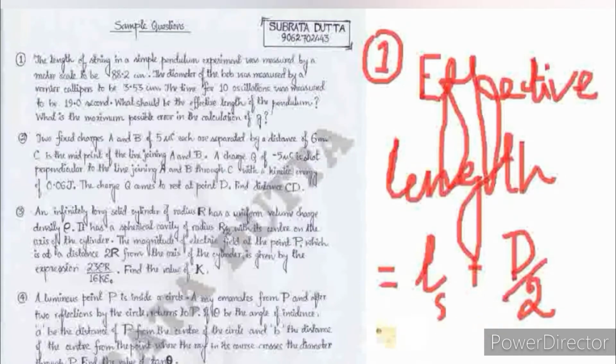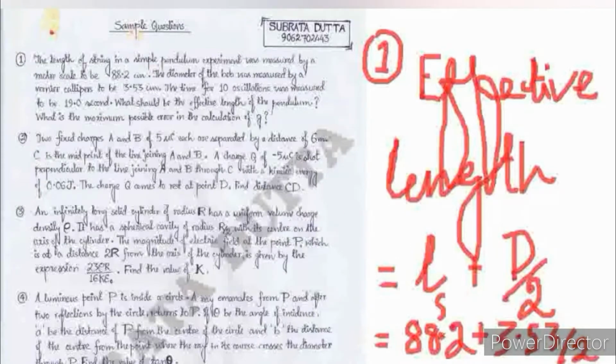So putting the values, the length of the string is given as 88.2 centimeter, and the diameter of the bob was measured by vernier calipers. That's why it has more significant figures than the length of the string, which was measured by a normal meter scale. First of all, in this calculation we have to divide the diameter by 2 to find the radius.